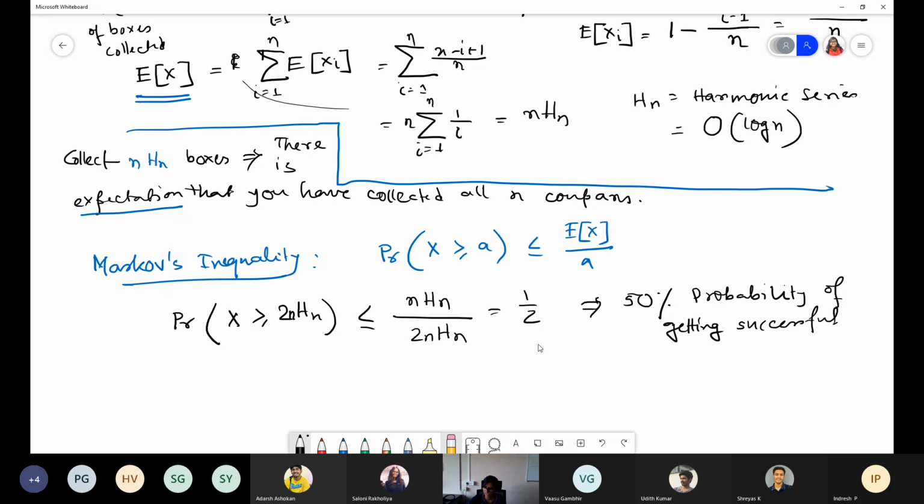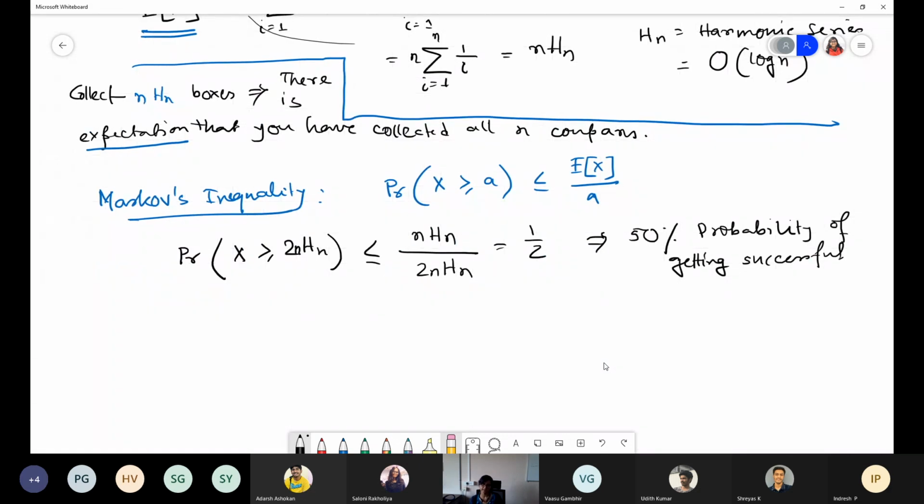Are you understanding what I am getting at? This tail distribution is telling you that n Hn is your expected number of boxes that you have to collect to expect that all your coupons will be present in your boxes. Here it is only expectation. That is, you are expecting, but we wanted surety. We wanted to win at any cost.